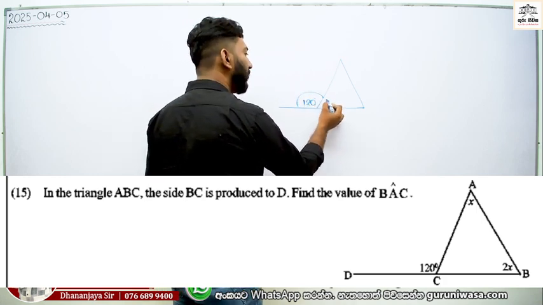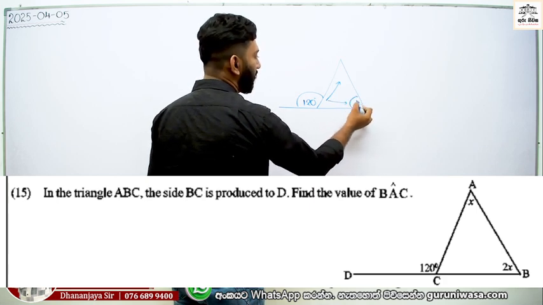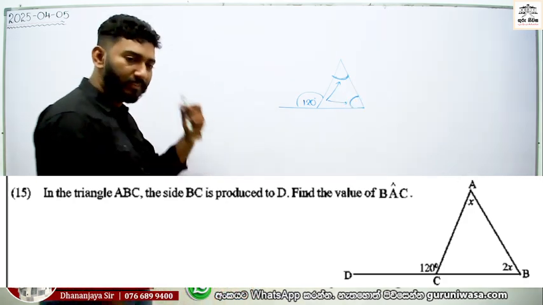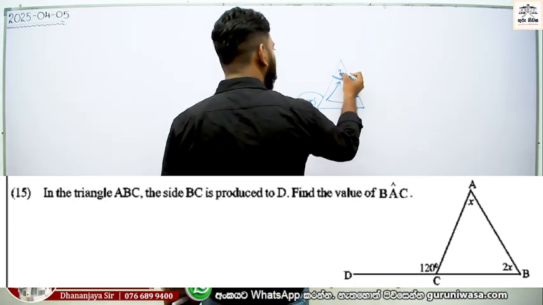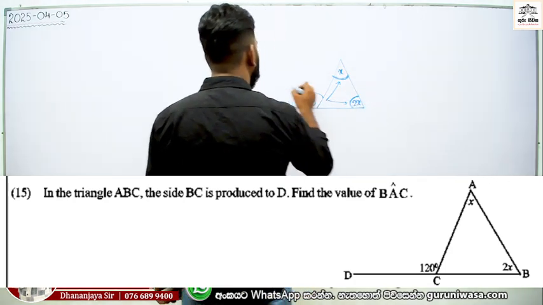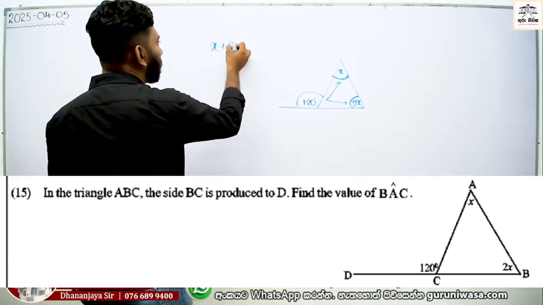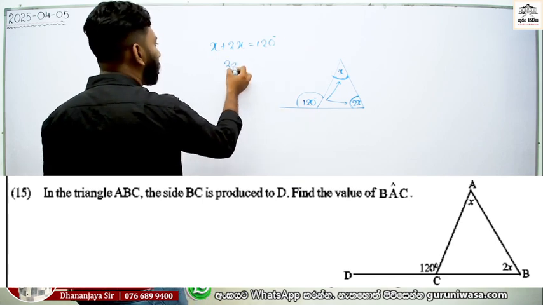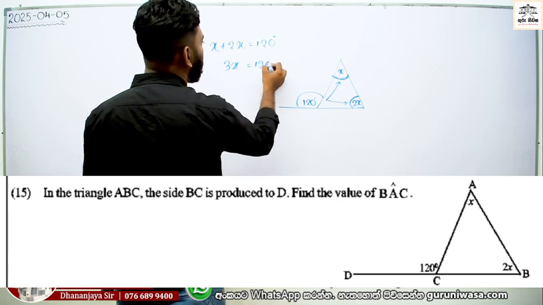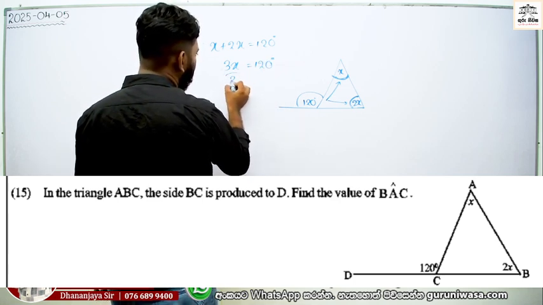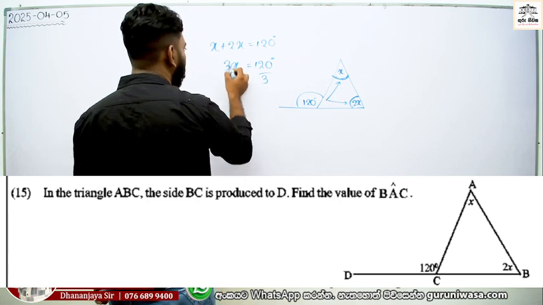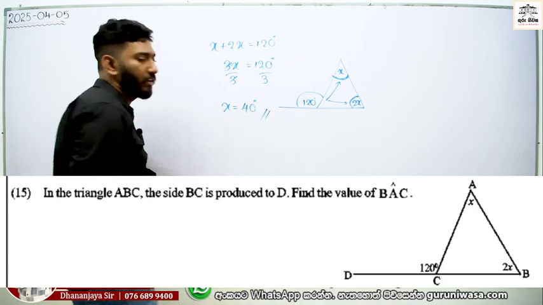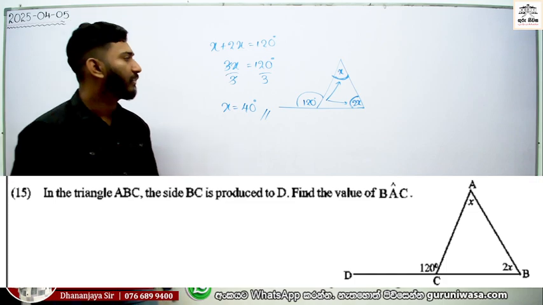Therefore, this 120 should be equal to the sum of these two opposite angles. The answer becomes x and 2x. You can write x plus 2x equals 120. Now 3x equals 120. Finally, x becomes 40 degrees. 40 degrees.